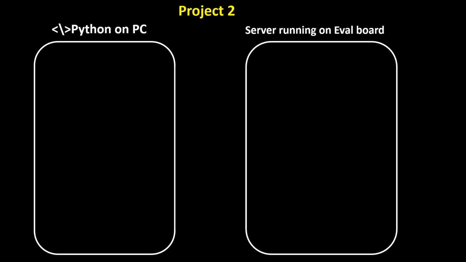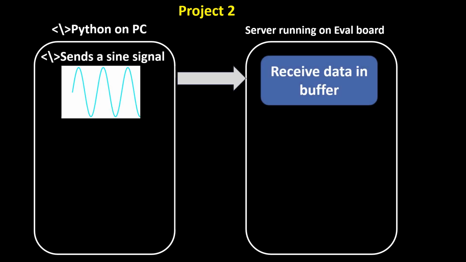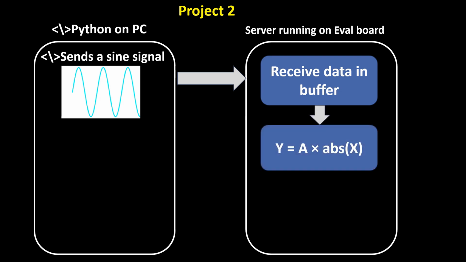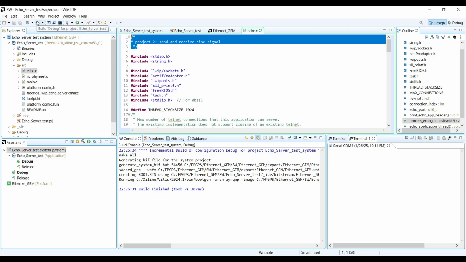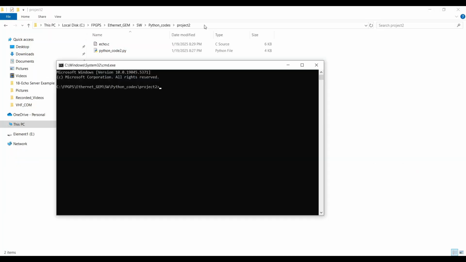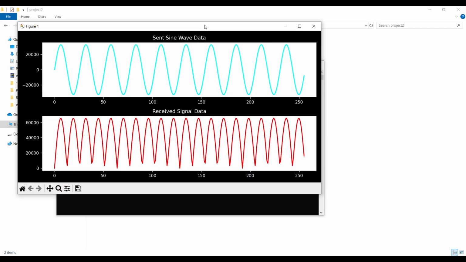In the second project, the Python script sends a sine wave signal to the server. The server receives the signal, and the ARM core performs two signal processing operations on it, calculating the absolute value of the signal and multiplying it by a constant. The processed signal is then sent back to the client. Finally, the Python script receives the processed signal and displays both the sent and the processed received signals. Let's test and validate the second project. You should see a sine wave as the transmitted signal and its absolute value as the received signal.